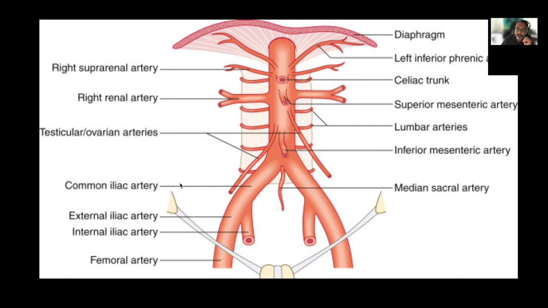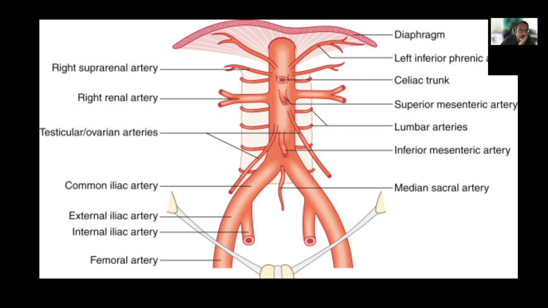Now you can see all of these branches if you've got an angiogram, if dye has been put into the blood supply and you can see them. But if it's not an angiogram, then you can still see the major arteries. You can still see the celiac trunk, the superior mesenteric artery, the inferior mesenteric artery, the renal arteries, and then as it bifurcates into the common iliac arteries. So those we will do. The ones we will not do right now are the left and right inferior phrenic arteries, the left and right suprarenal arteries, the lumbar arteries, and the gonadal arteries. The rest we will do.